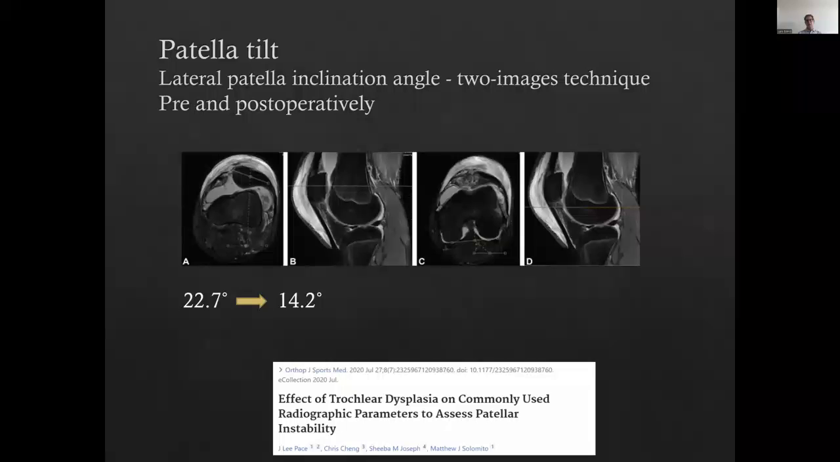And in my point of view, in most cases where you see patellar tilt, it is due to trochlear dysplasia, because the lateral facet of the patella articulates with the lateral facet of the trochlea. When the trochlea has a low slope, the patella automatically tilts. And when you deepen the trochlea, the patella suddenly goes into the trochlea again, and the tilt normalizes.